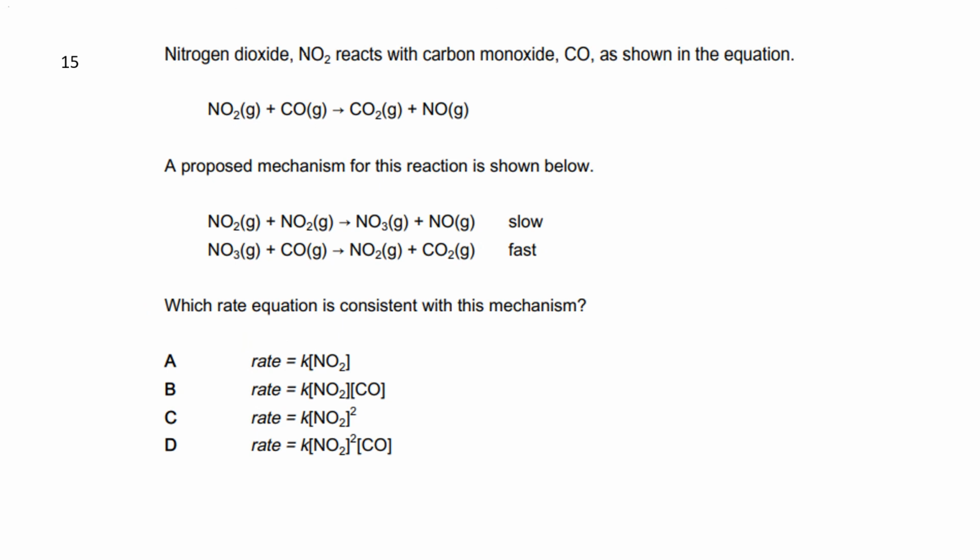Right, we want a rate equation. Okay, so we're looking for the slow step, the rate determining step. So we can see that we need NO2 and NO2 reacting together. So we've got 2 NO2s in the rate determining step, so it must be C. 15 is C.